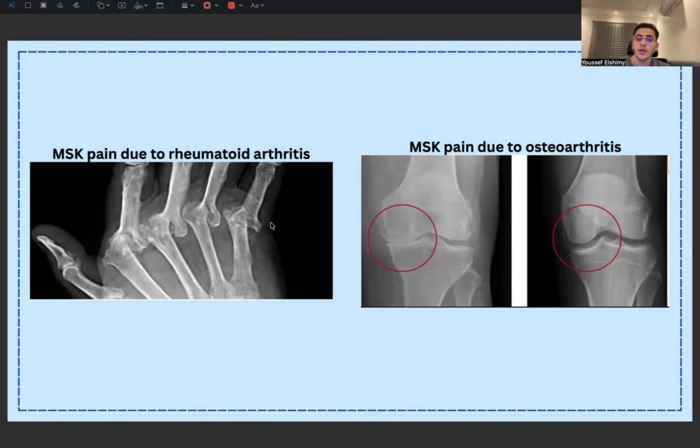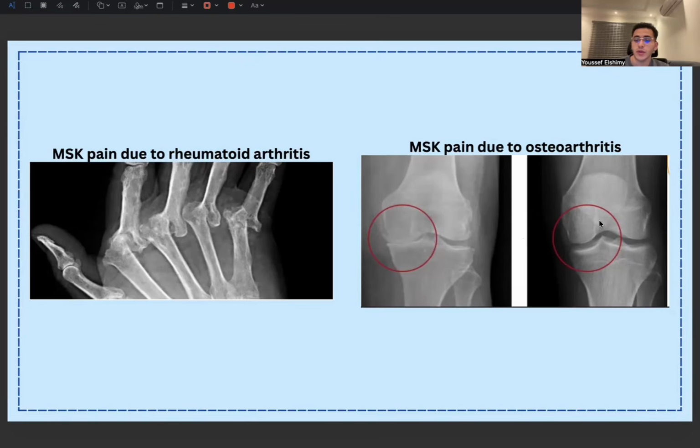Okay, so moving on to MSK pain due to rheumatoid arthritis. So a patient would come telling you, for example, he has morning stiffness. The pain is worse in the morning, improves with movement. He might have a lot of other things affecting his body other than just the joints because rheumatoid arthritis is a systemic disease. So based on history, physical examination, and imaging, you can see how the deformities of rheumatoid arthritis appear. So the MSK pain or the bone pain is most likely due to the rheumatoid arthritis.